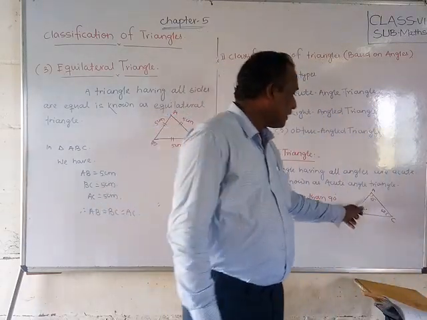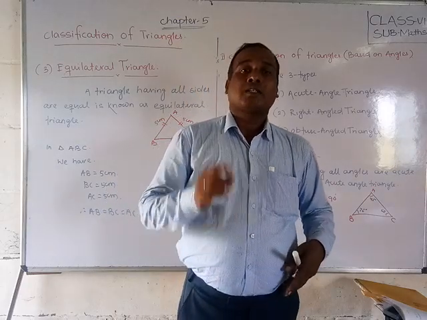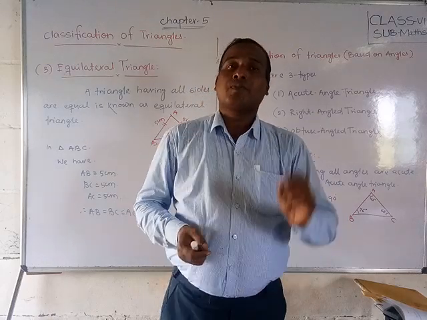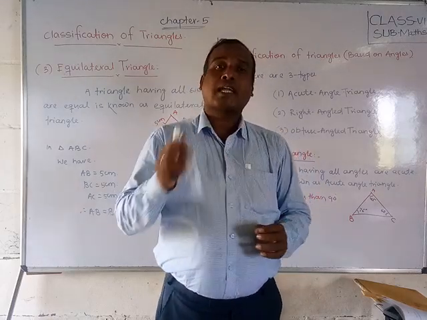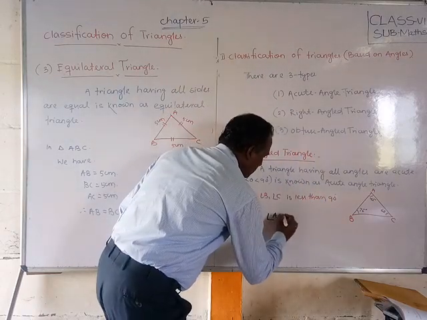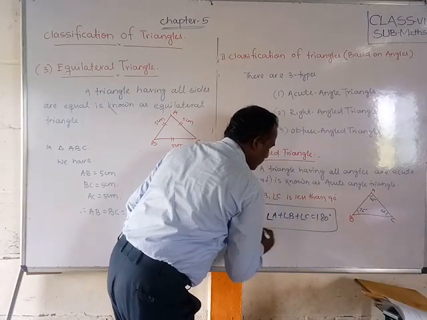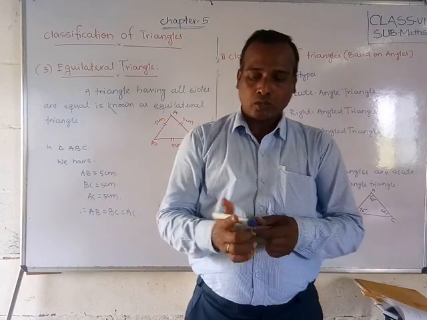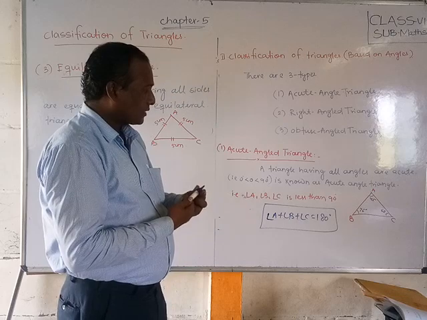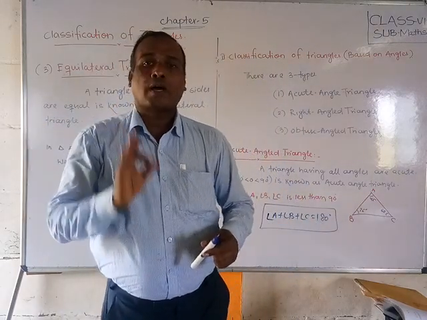Don't make it 10 degrees, 10 degrees, 10 degrees. Is it possible? No. This is because of the angle sum property, which you will study in higher classes. The angle sum property tells us that the sum of the three angles of a triangle is 180 degrees. That means angle A plus angle B plus angle C is always equal to 180 degrees. Did you understand, friends? Don't be confused about that. When you add them, it should come to 180 degrees.